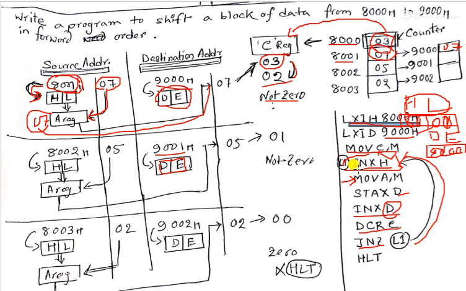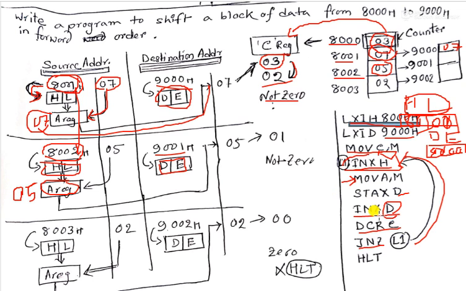Okay. So here we increment the HL pair content. That is 8001 to 8002. Then the content of the HL pair is treated as the address, and the contents of that address location are moved to the accumulator. That is 05.